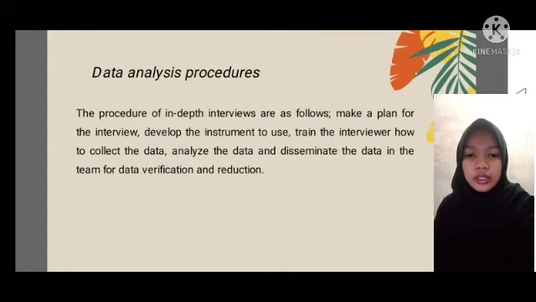Okay, next is data analysis procedures. So the procedure of in-depth interviews is as follows. Make a plan for the interview, develop the instrument to use, train the interviewer how to collect the data, analyze the data, and also disseminate the data in the team for data verification and reduction.